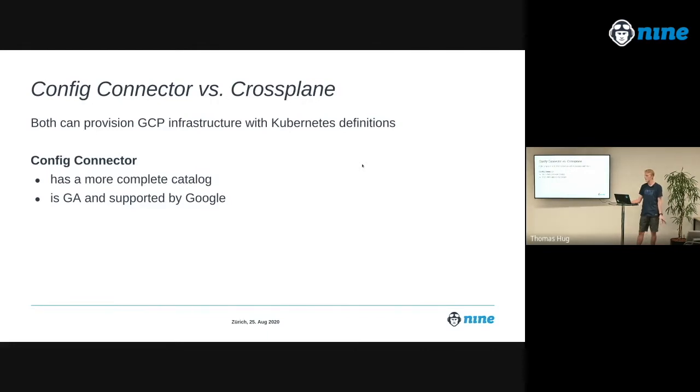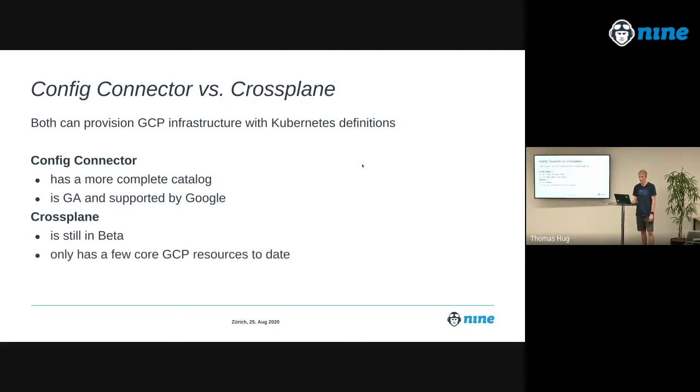only recently, but it's now GA, so you can actually use it in production, and it's supported, I guess. If it's GA, I didn't try. Crossplane is still in beta. There's still a 0.12 release or something. It only has a few core GCP resources to date. But it's a fully open source project. So if you just look at this, Config Connector, if you're on GCP, it looks better. But there's some things that Config Connector doesn't have. So we'll go over this now.